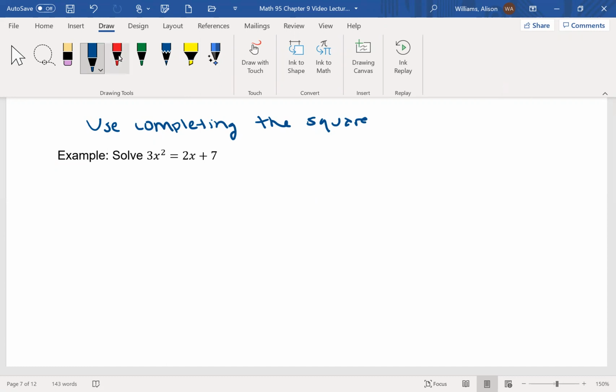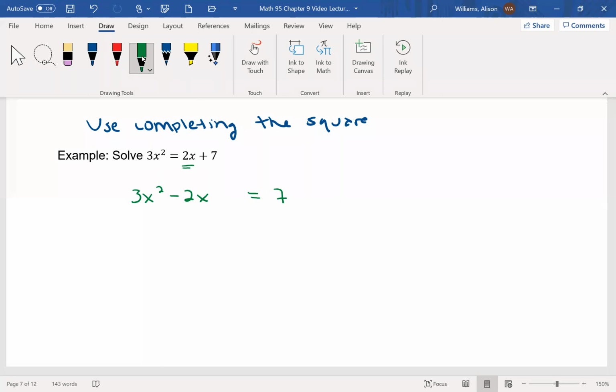First step, we need to get the terms on the correct side. So at the moment, normally I would have moved the 7 to the right side, but it's already there. So I'm going to move the 2x over to the left. So I'm going to rewrite this as 3x squared minus 2x equals 7. And I like to put a little space there for the fact that I'm going to put something in there when I'm completing the square.